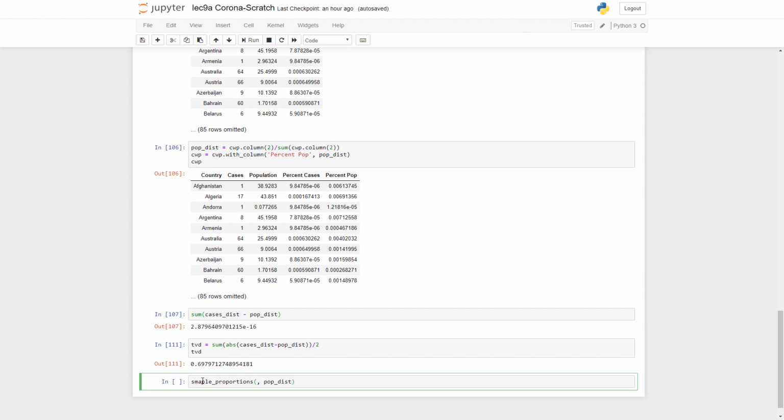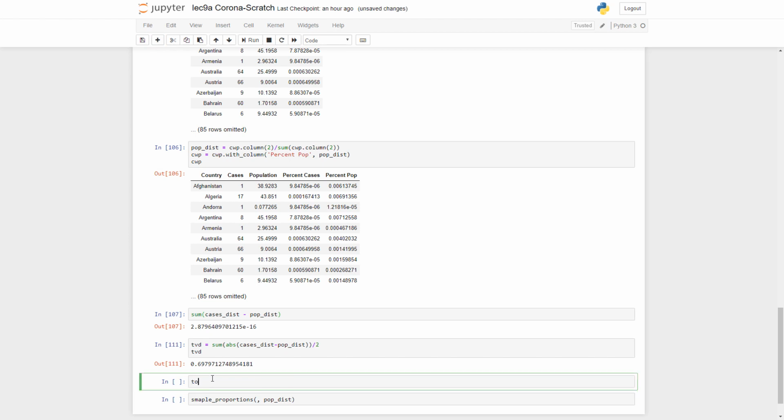Then that means the sample size should be the total number of infected cases over the entire world. That's how we will see the distribution of a sample of that size. So we need the total number of cases. So let's get it here.